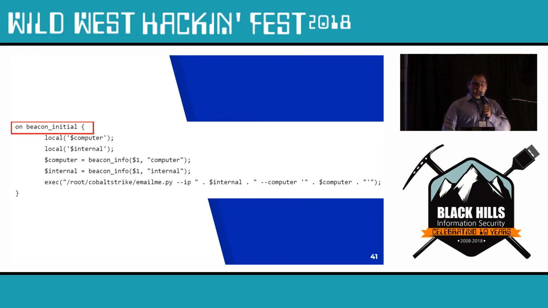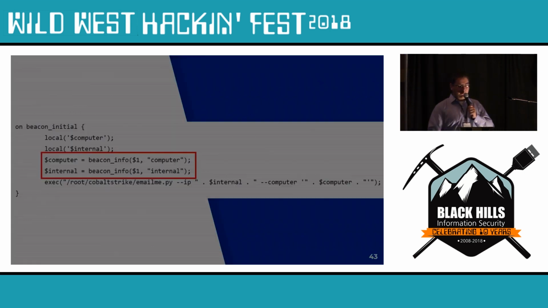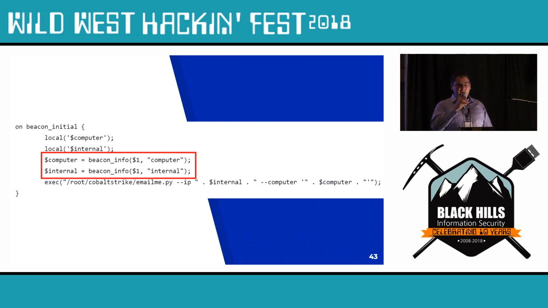The way we're doing that is, on beacon initial, the second that a beacon checks into our system, we're creating two local variables, computer and internal. This is just going to be used to capture the host name of the system that we have the beacon on, and to hold the internal IP address. This next step, this beacon info function, basically allows us to access metadata about the incoming beacon. So this is how we can capture the host name of the system, and this is how we can capture the internal IP address of the system.